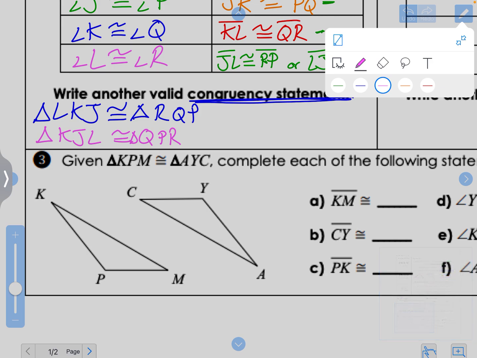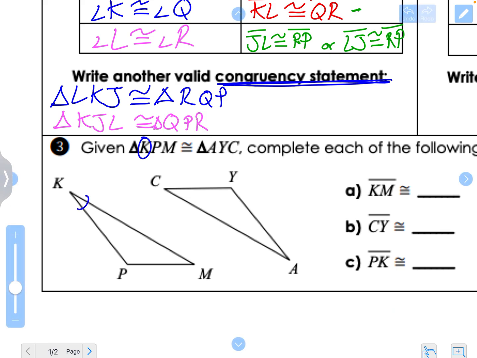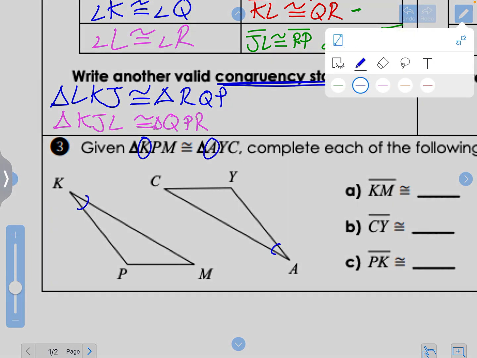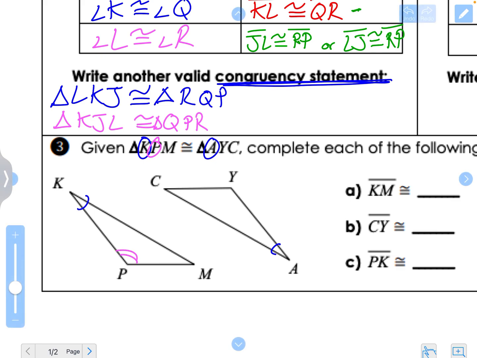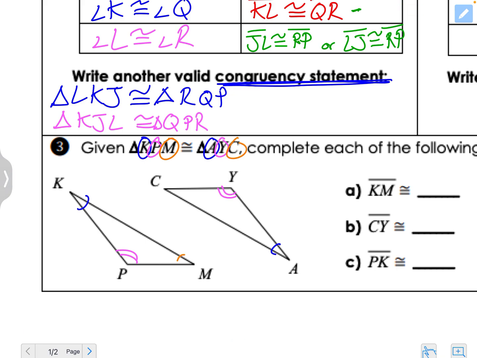All right, so now we need to make sure that we can match them up when they give us triangles. So angle K has to be congruent to angle A. P has to be congruent to Y. And then C has to be congruent to M. And again, if they give us triangles, they may not be in the same order. So KP must be congruent to AY. PM must be congruent to YC. And then finally, KM must be congruent to CA.